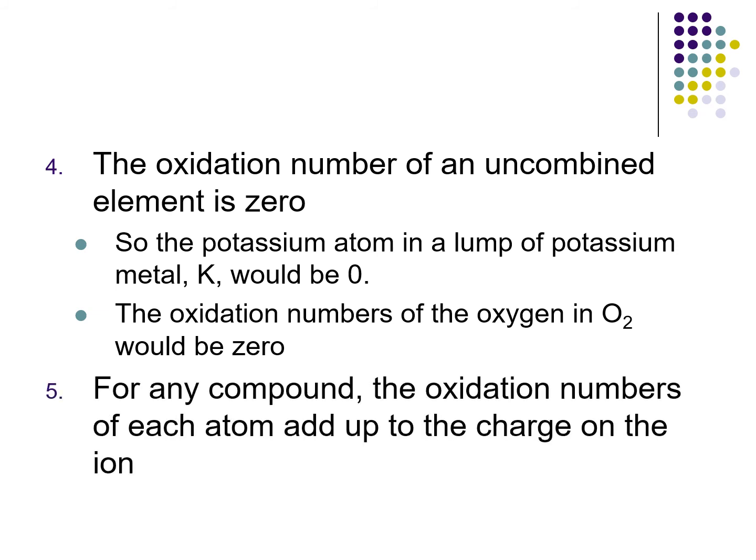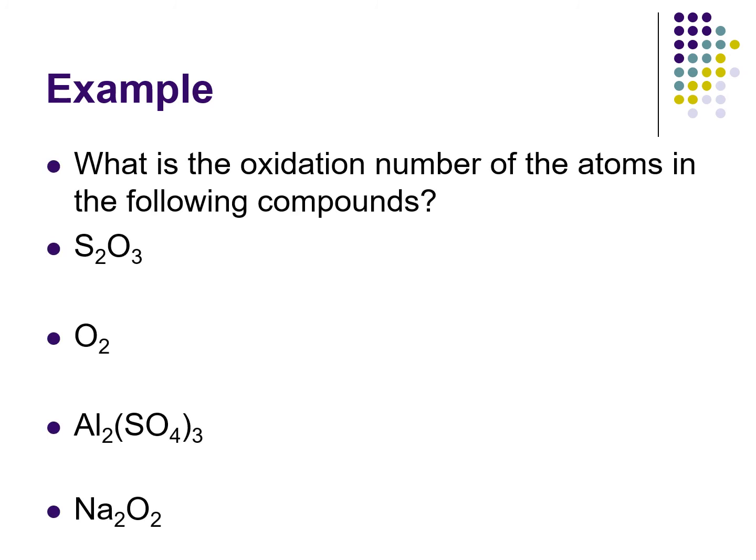Finally, for any compound, the oxidation numbers of each atom need to add up to the charge on the compound. And that's really where we're going to see things coming in. So what we're going to do now is look at a few different compounds and figure out the oxidation number of each atom there. So I'm going to start with this S2O3.